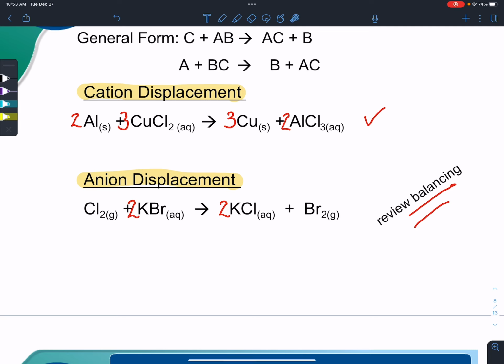Now, let's check my last element here. I've got 2 bromines because of that coefficient, and on this side, I've got 2 bromines because of this subscript. So I am balanced.